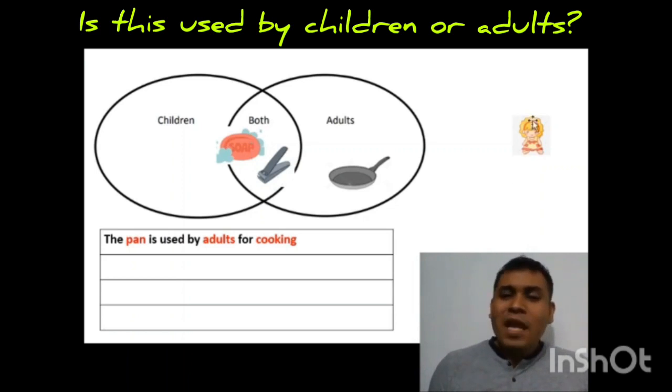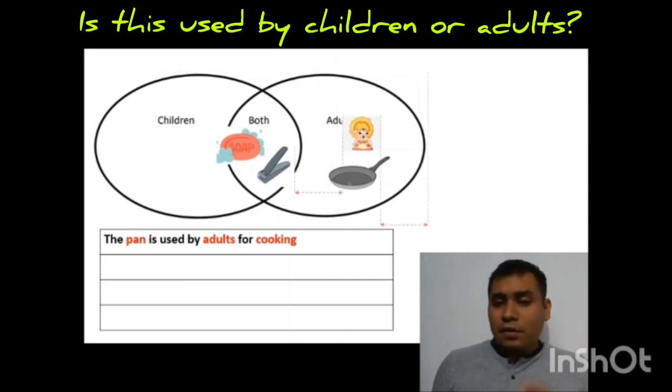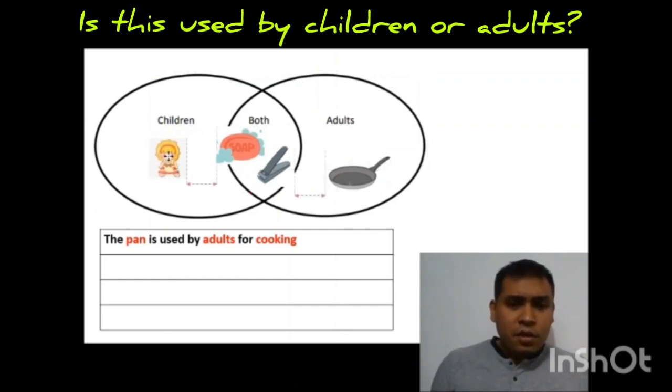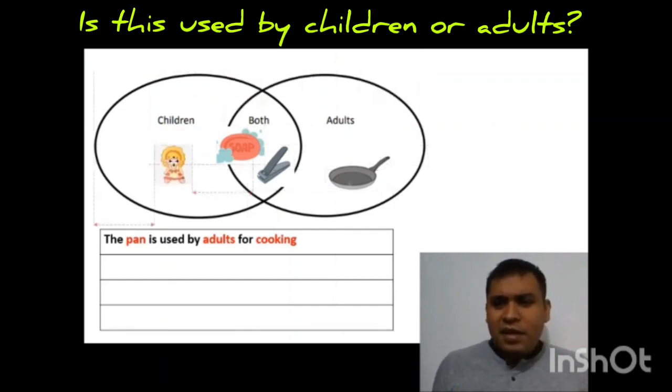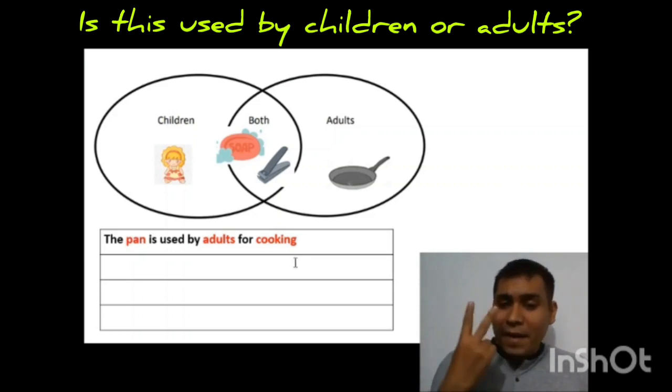That's good. And the last one is a doll. Who uses the doll? Adults or children? Well, it's for children, right? I'm gonna take this doll and I'm gonna put it on the circle of children. And that is how we made a Venn diagram. If you can see, there is a part for children and there is a part for adults. And also, we have a part that is shared by the two of them, by children and adults.